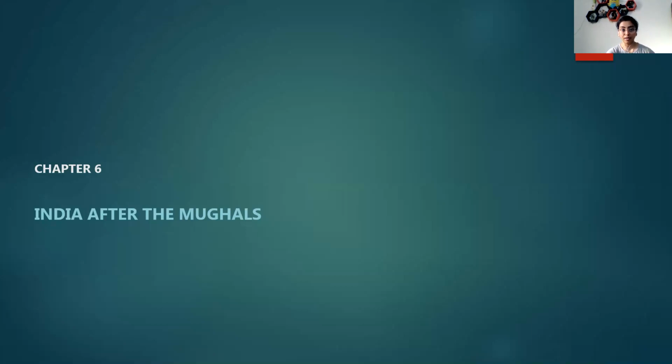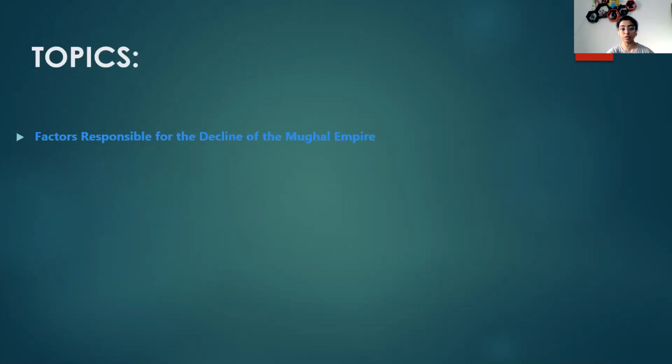How did it decline? And who came and ruled after the decline of the Mughal Empire? Who actually came into power? All these things we are going to learn in this chapter. And in today's class, we are going to look into this particular topic, that is the various factors which are responsible for the decline of the Mughal Empire.